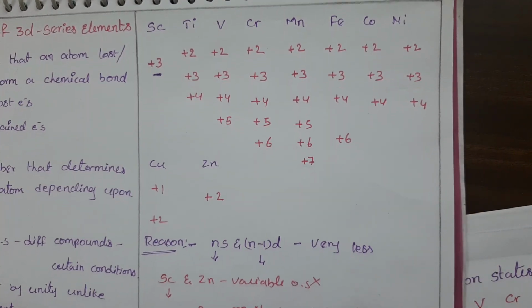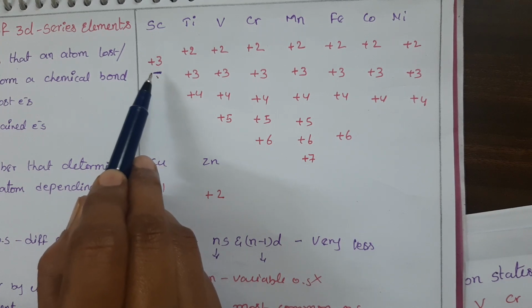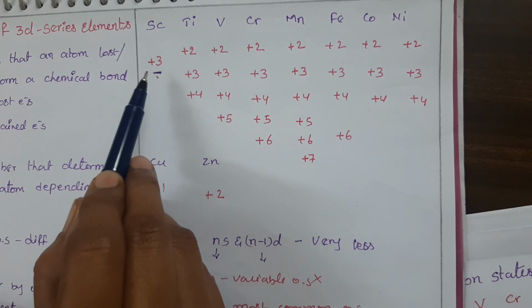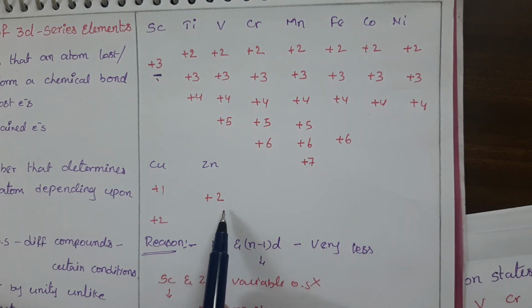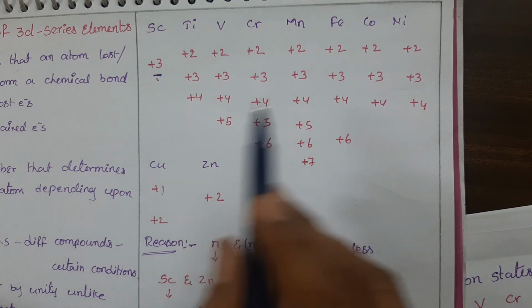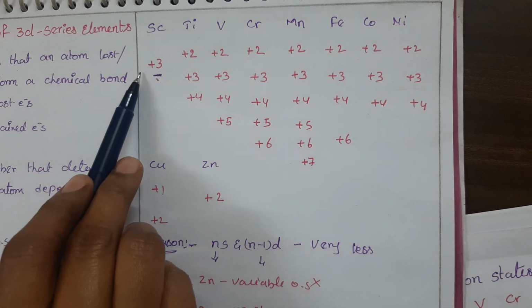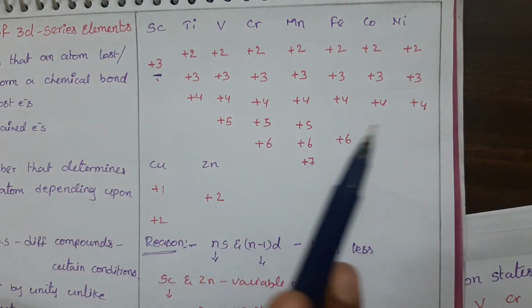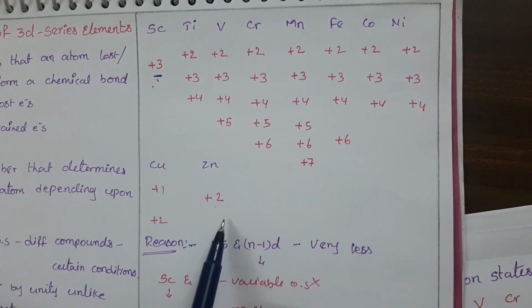Next, these are the oxidation states of 3D series elements. Scandium is a transition element showing the least oxidation state as plus 3. And zinc shows the least oxidation state as plus 2, but it is not a transition element, it is only a D block element. In the entire 3D series, the elements not showing variable oxidation state are scandium and zinc. But in the first row of transition series, we have to say only scandium because zinc is not a transition element.